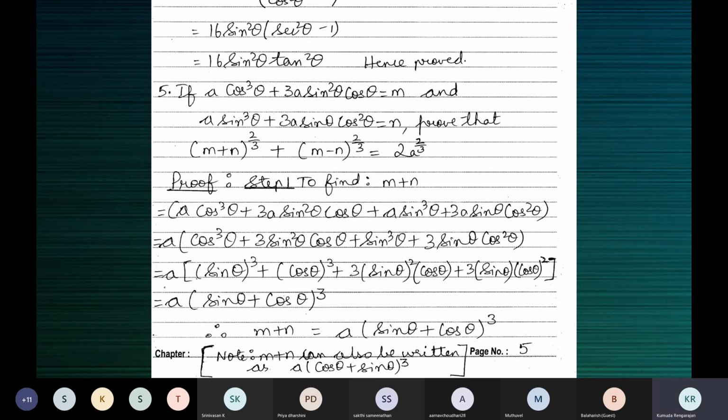Here you can see the expression for M and the expression for N. They look kind of complicated. We have to prove that this is equal to 2a to the power 2 by 3. If you substitute M and N here, it's going to be so lengthy. So what I have done is I have worked M plus N separately. I find M plus N first, raise it to the power 2 by 3, find this answer, find the other answer, then add both and see if you're getting 2a to the power 2 by 3.